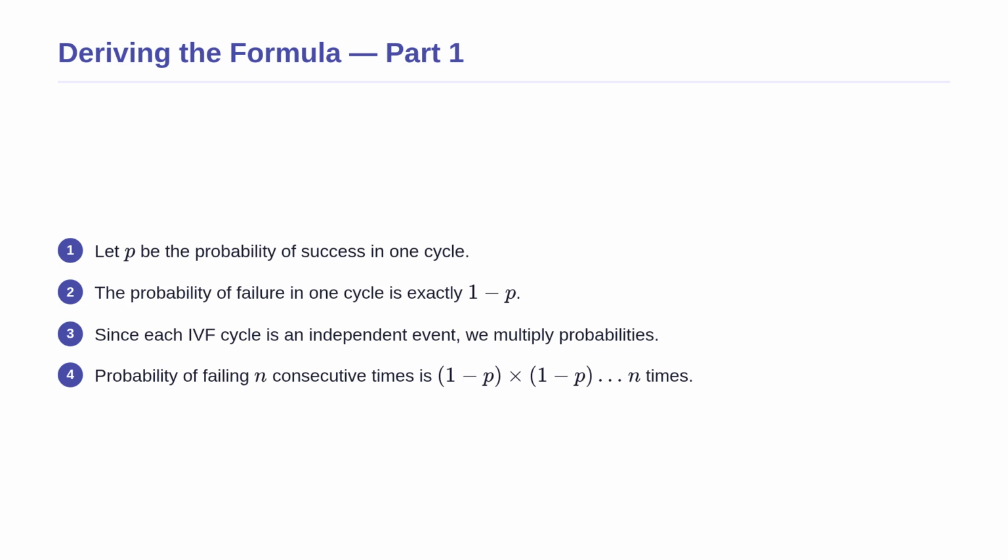Now, each IVF cycle is an independent event. The outcome of the first cycle does not change the biological odds of the second. To find the probability of multiple independent events happening in a row, we multiply them. So the probability of failing n times consecutively is 1 minus p multiplied by itself n times.